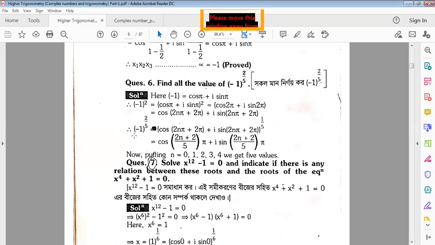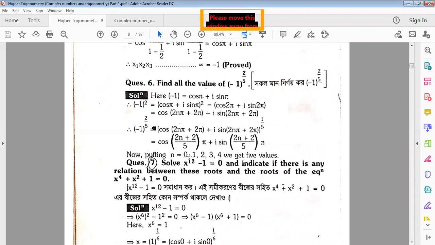Now what will (-1) to the power 2 by 5 be? We have to take 1 by 5 as power on both sides to get this. (-1) to the power 2 divided by 5 equals the bracket cos(2n pi plus 2 pi), just this one, second bracket, power only 1 by 5. Now by using de Moivre's theorem, we can multiply the power with the angle. That means cos((2n plus 2) divided by 5 pi) plus i sin((2n plus 2) divided by 5 pi).